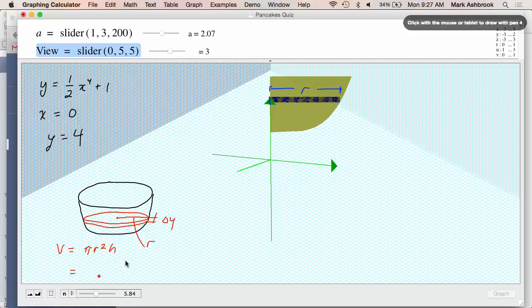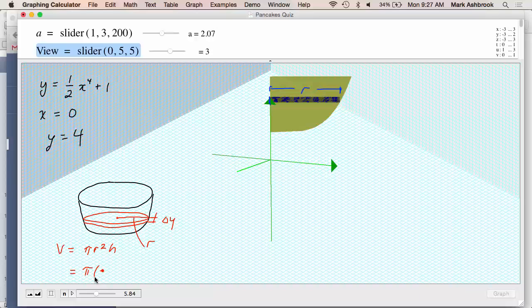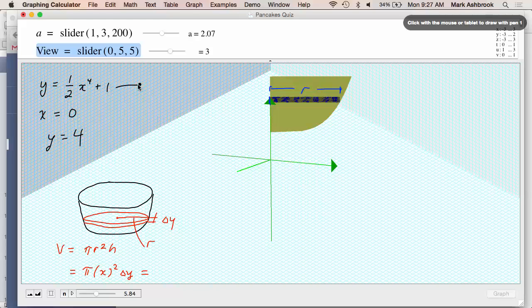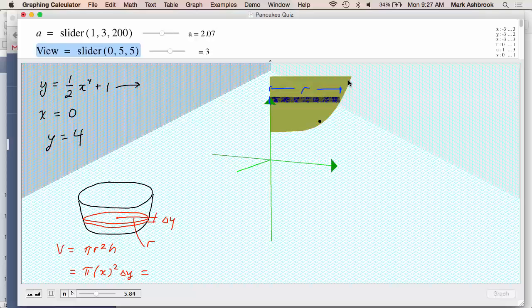So down here we've got pi. The radius is simply x. x squared delta y. Because we're doing this in terms of y, we need to get x in terms of y. So we need the x-coordinate of this in terms of y. That's the x-coordinate of the curve, right? We're going to solve this for x. It's y minus 1 equals 1/2 x to the 4th. 2 times y minus 1 equals x to the 4th. So our x-coordinate is the 4th root of 2 times y minus 1.